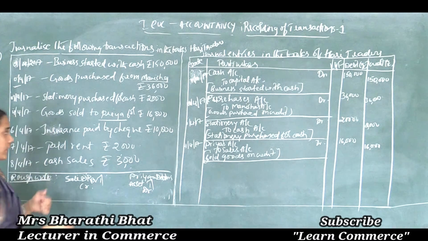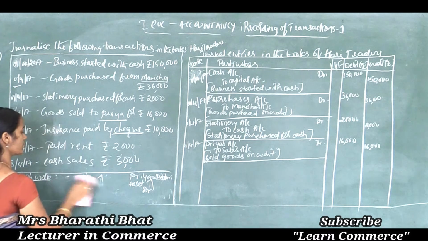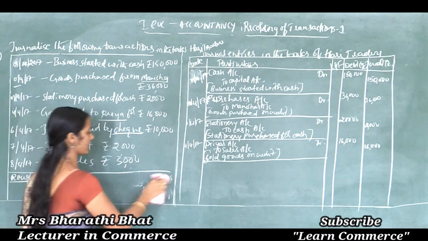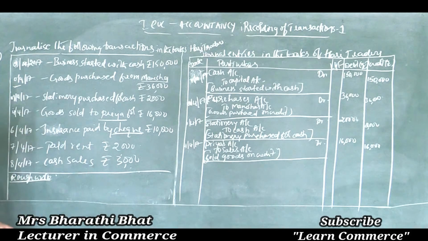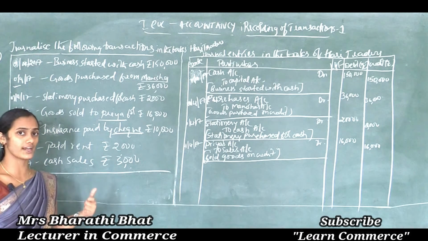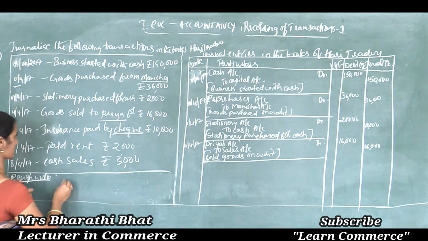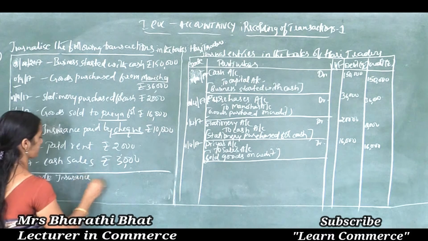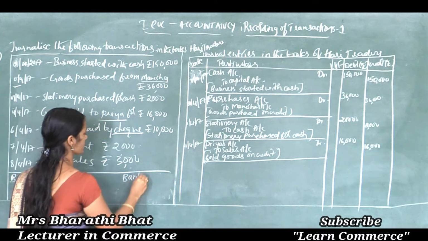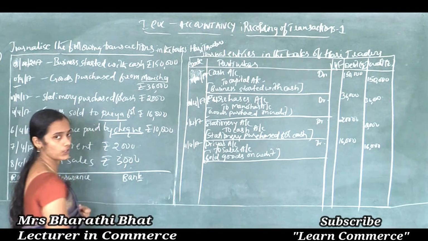Next one is insurance paid by check. Here they clearly mention insurance paid by check. So when a check comes, then it relates to the bank. So instead of taking cash, we should record this entry under a bank transaction. For example, here insurance and bank, because a check comes here, so we should consider bank, not cash.